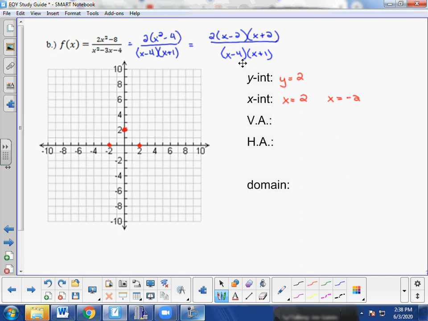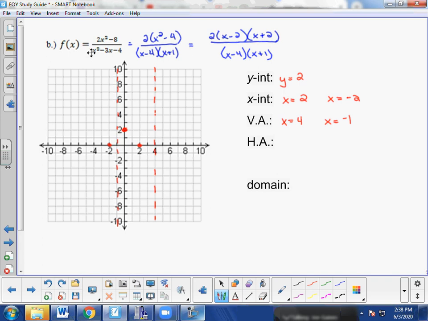My vertical asymptotes would be zeros of the denominator, which would be x equals 4 and x equals negative 1. So I'm going to go ahead and sketch those in as vertical lines, and I'm going to use dashed lines to again represent that we are approaching this value but not actually crossing this value.